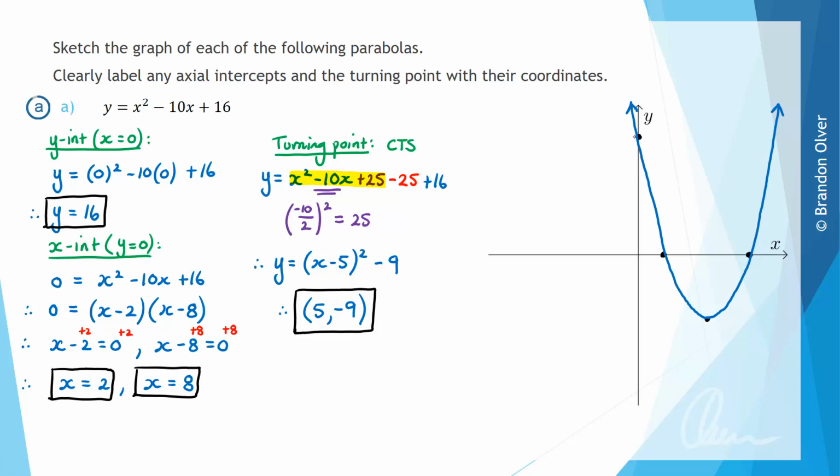However, we're not quite finished yet. We've just got to label all those coordinates. So this is 0, 16, the y-intercept. This x-intercept was 2, 0. And the second one was at 8, 0. And finally, the turning point was at 5, negative 9. So that's the fully completed graph for part A.